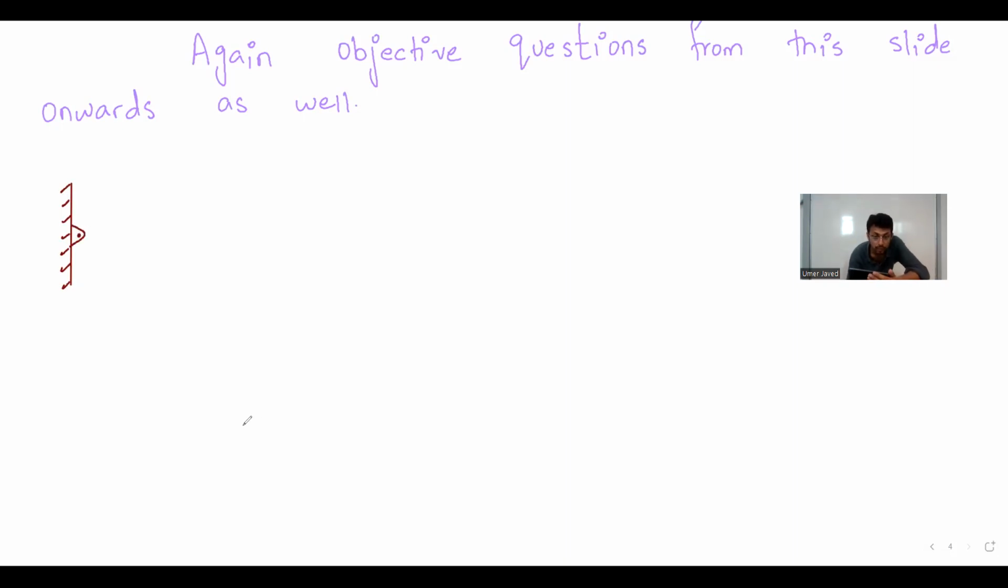So this is a revolute or hinge, whatever you want to call it. This is a structure. I have it in Paint as well, I think, but I want to draw it here.